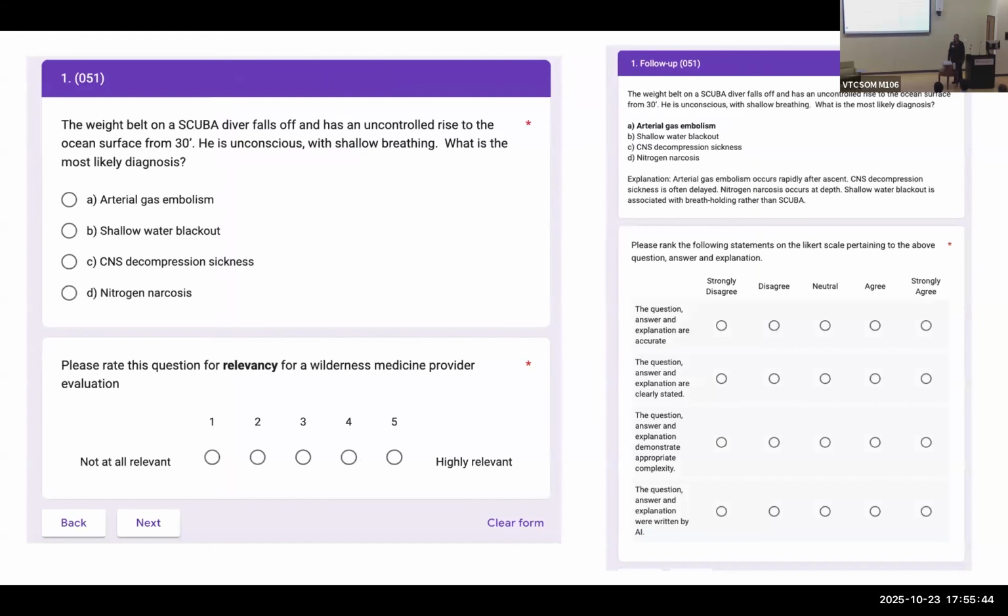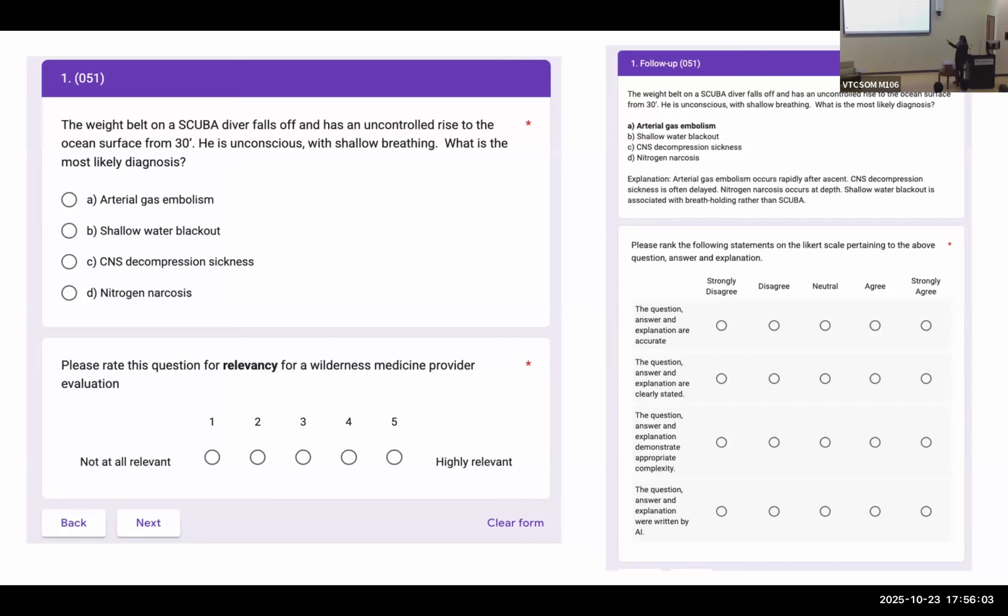And here is the first question that came on our randomization. So the weight belt on a scuba diver falls off and he has an uncontrolled rise to the ocean surface from 30 feet. He's unconscious with shallow breathing. What's the most likely diagnosis? Our participant would answer that question and then rate the question for relevancy.